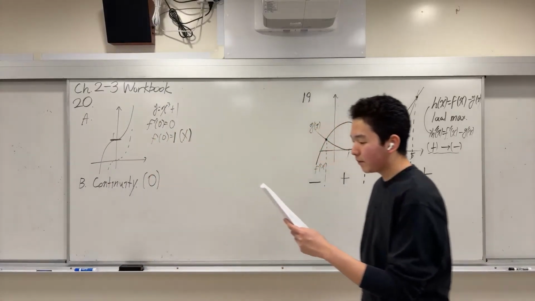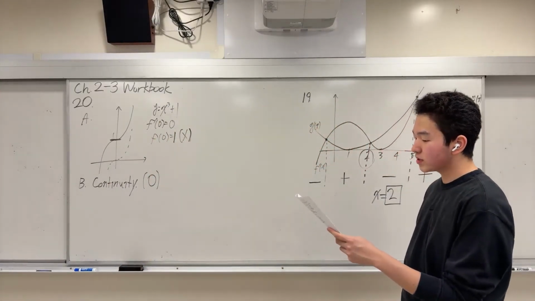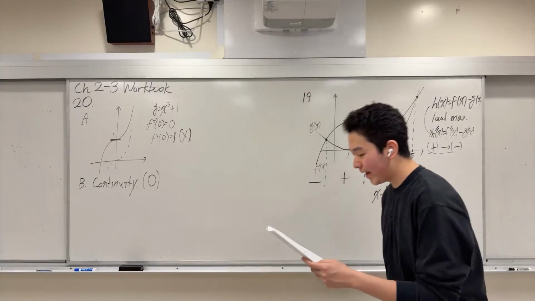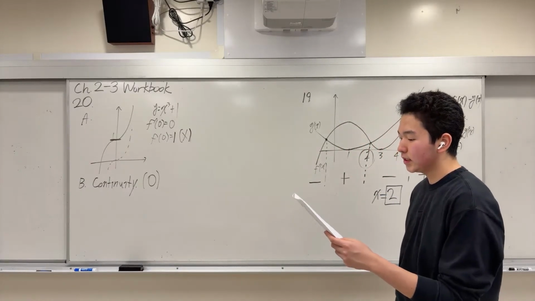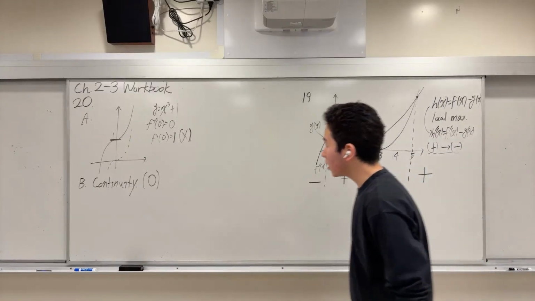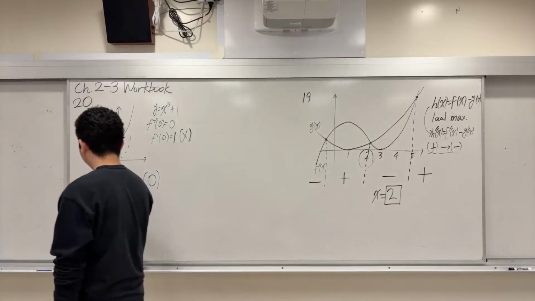C, for all real numbers x, if h of x equals h of negative x, then h prime of x equals 0. Okay, so we're talking about polynomial functions.